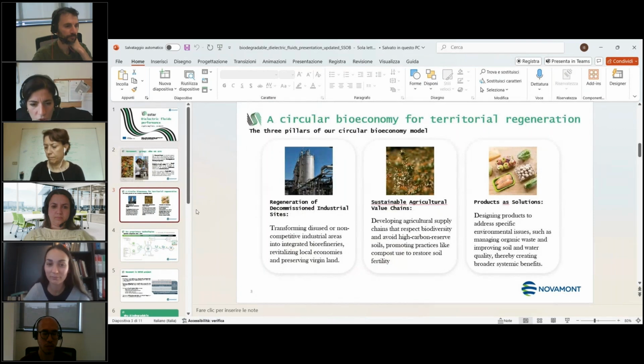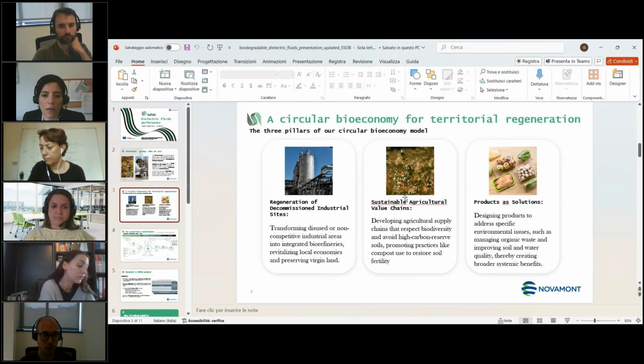The first one is regeneration of dismissed industrial sites. That means that we transform disused or non-competitive industrial areas in new competitive areas focused on biorefinery projects. The other one is developing agricultural supply chains which are based on low input crops that preserve soil and even restore it.